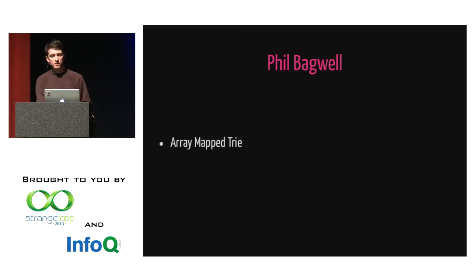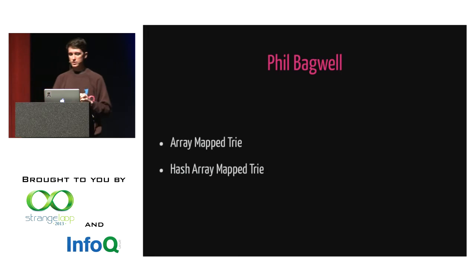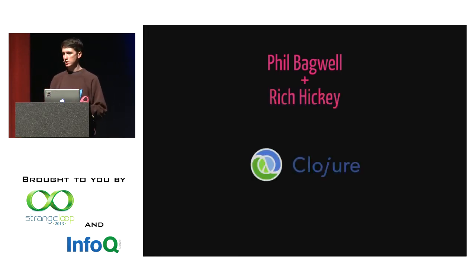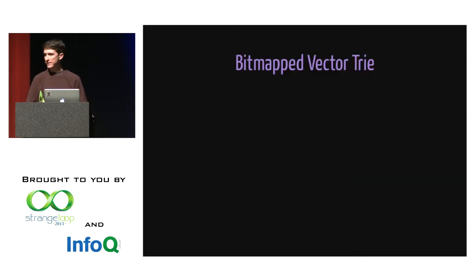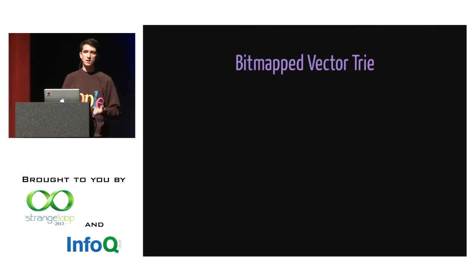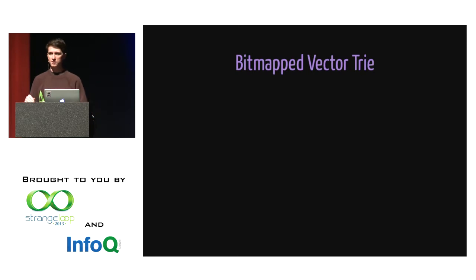So Phil Bagwell, in I think 2000, talked about 2 different data structures, the array mapped trie and the hash array mapped trie. Rich Hickey, when creating Clojure, adapted these data structures and created something called a bitmapped vector trie, which is what supports Clojure's persistent collections. I think it's also been used in Scala, in I think the collection.immutable namespace.